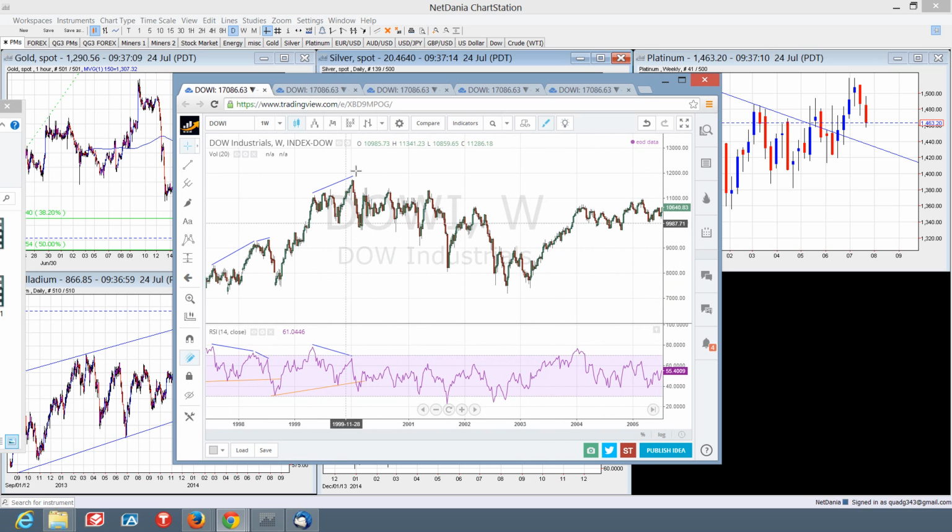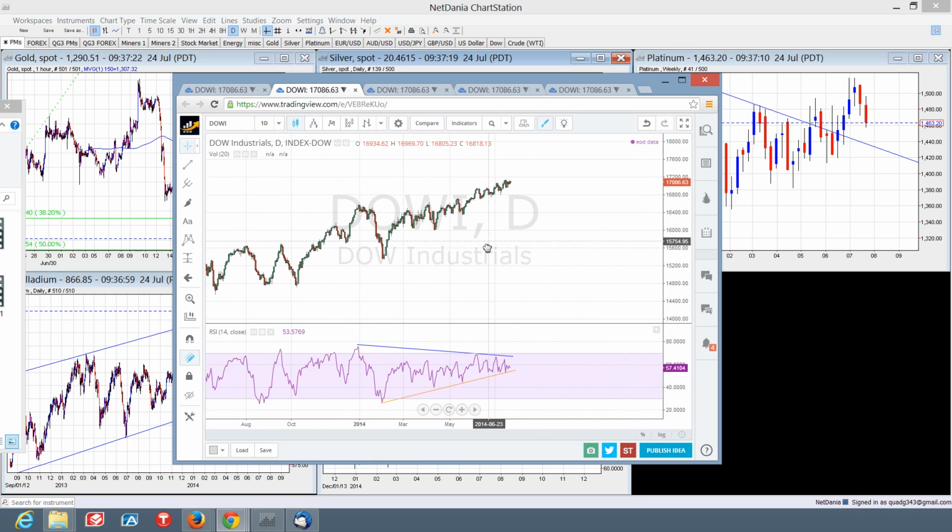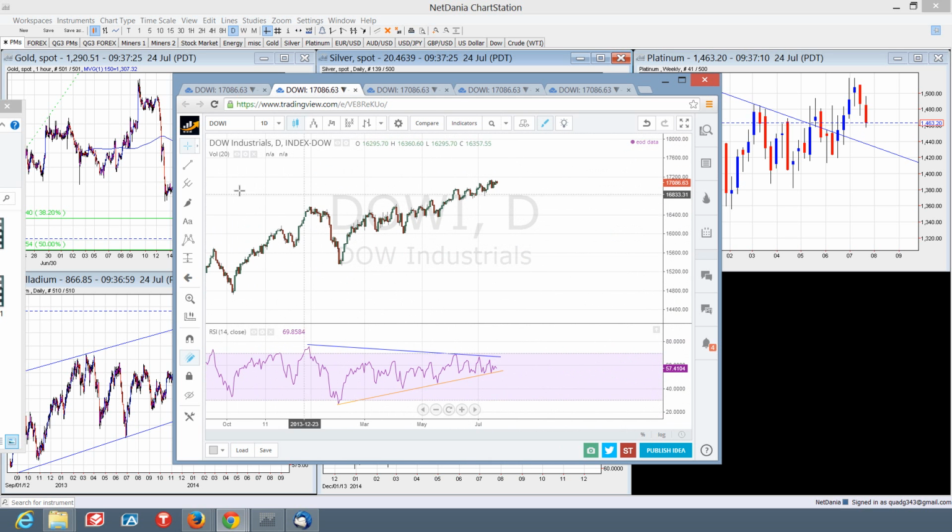Okay, so this is all on the weekly scale, and the same thing can be applied to the daily scale also. Let me put this on here. And not just daily, you could go into 4 hour, 2 hour, 1 hour, 15 minute. It all applies. So here again, we have a double negative divergence for the most part. We've got a higher high in price, lower high in the oscillator.